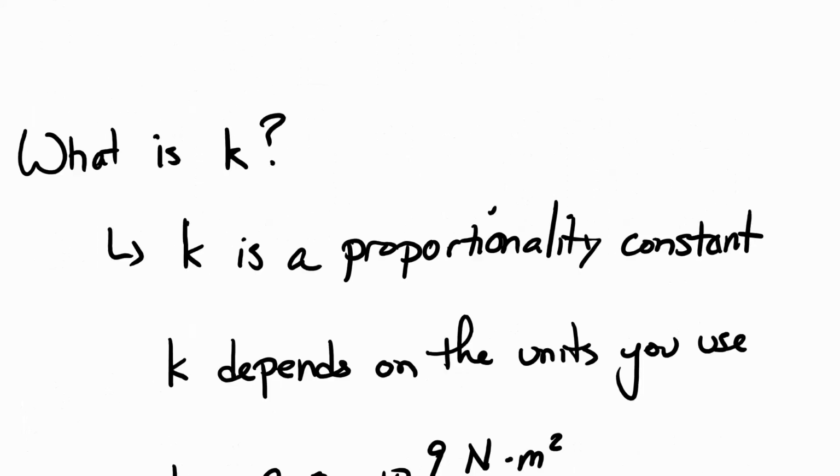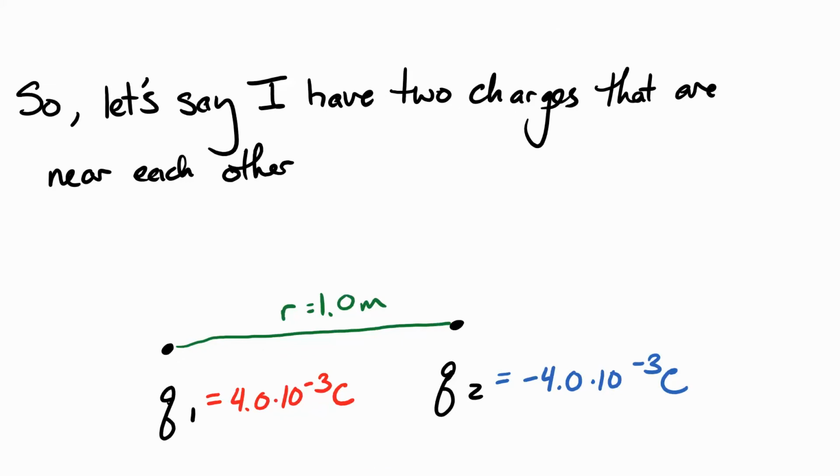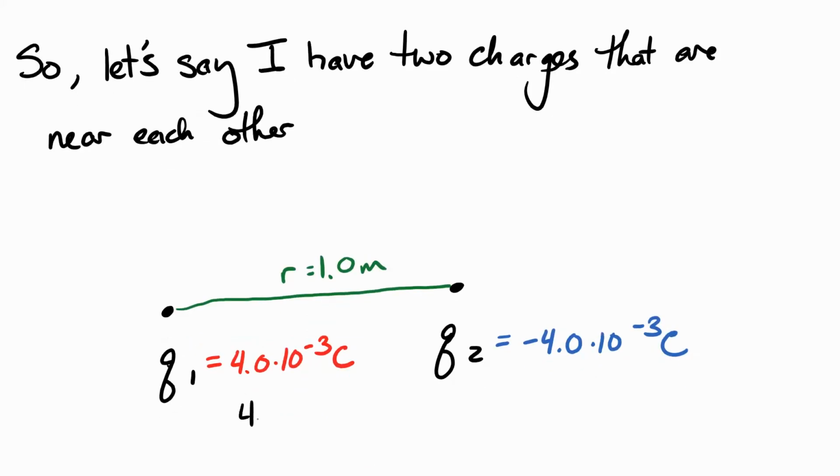All right, so let's say we have two charges that are near each other, like so. Q1 with a charge of 4 times 10 to the negative 3 coulombs, or 4 millicoulombs, and Q2 with a charge of negative 4 times 10 to the negative 3 coulombs, or negative 4 millicoulombs. We're going to need to get very comfortable with scientific notation here because charges are generally going to be very small. It is uncommon to see a charge of a coulomb just sitting on something. More commonly, we're going to see charges of nanocoulombs even. We're going to come to that later.